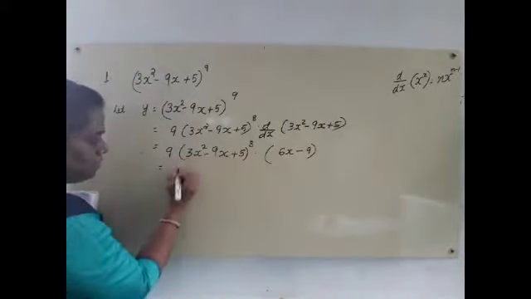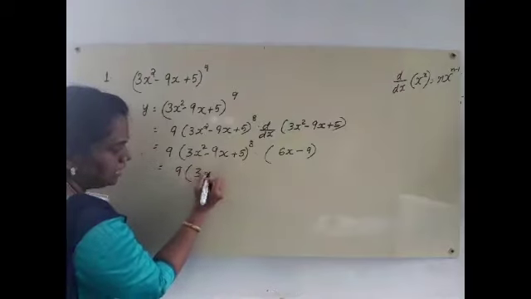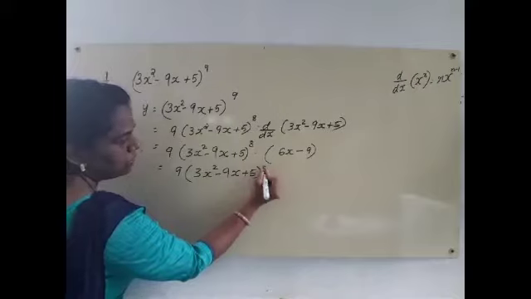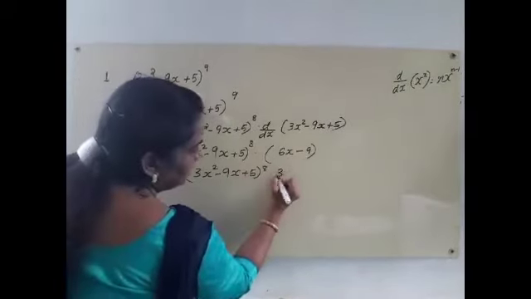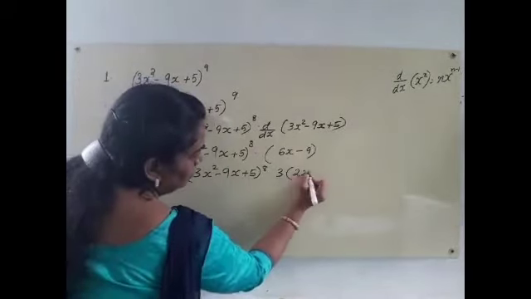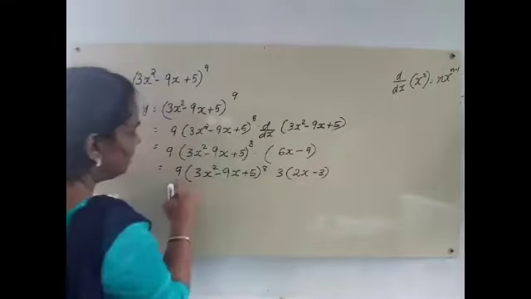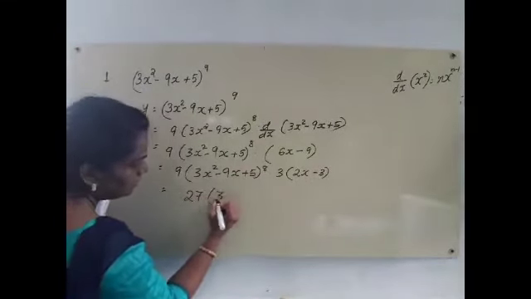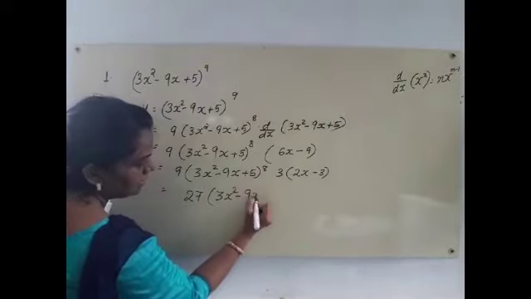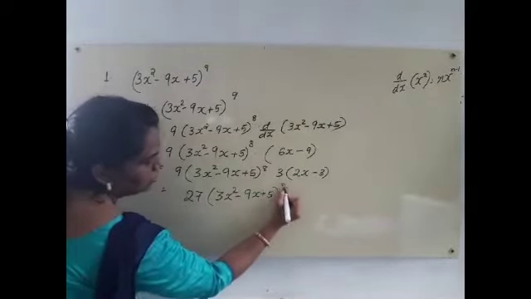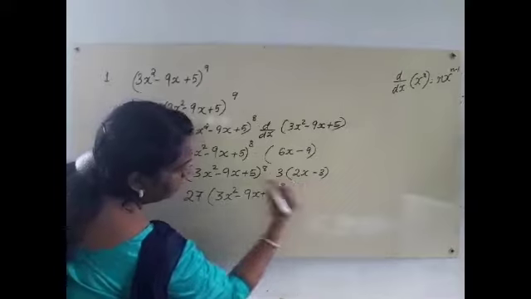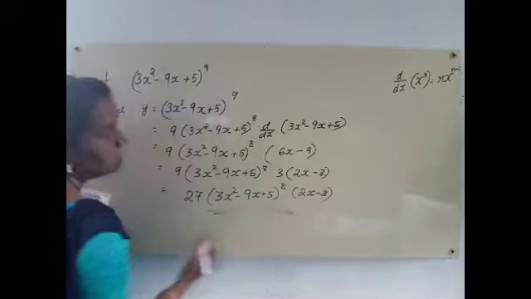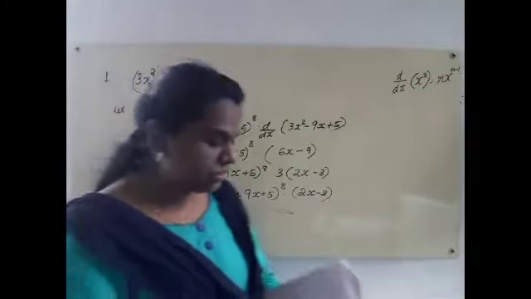Now we have 9 into (3x square minus 9x plus 5) the whole raised to 8, into here we can take 3 common: 3 into (2x minus 3). Now we have 9 into 3, 27, (3x square minus 9x plus 5) the whole raised to 8 into (2x minus 3). It's an easy question. I hope you understood this.